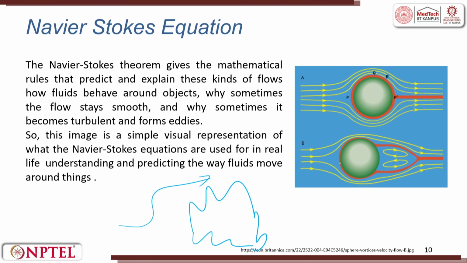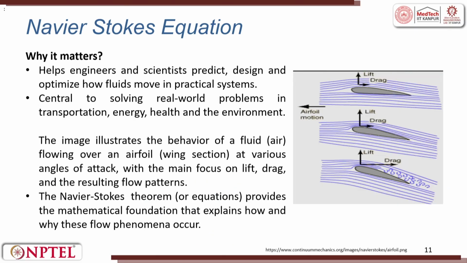and why sometimes the flow becomes turbulent. You see here there is a flow, it is a smooth flow, and then it tries to exit, the lower stream and the upper stream meet and then go. Sometimes a turbulence vortex gets created and the joining is postponed by a distance. So, the image is a simple visual representation of what the Navier-Stokes equations are used for in real-time understanding and prediction. Why does it matter?